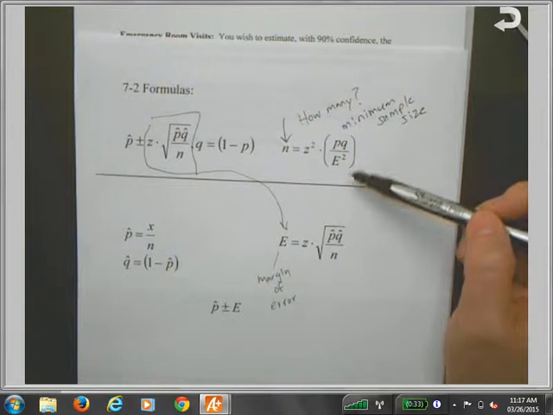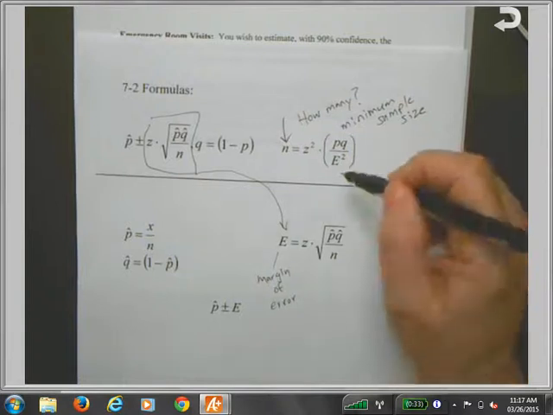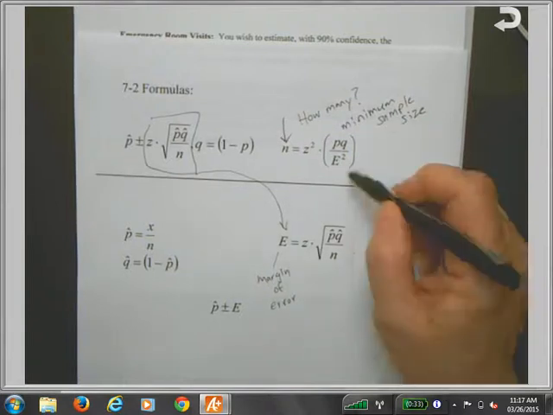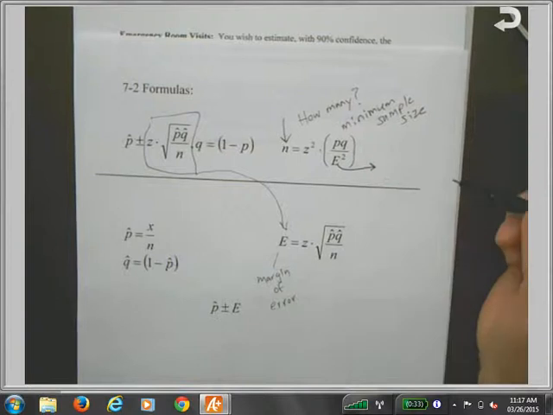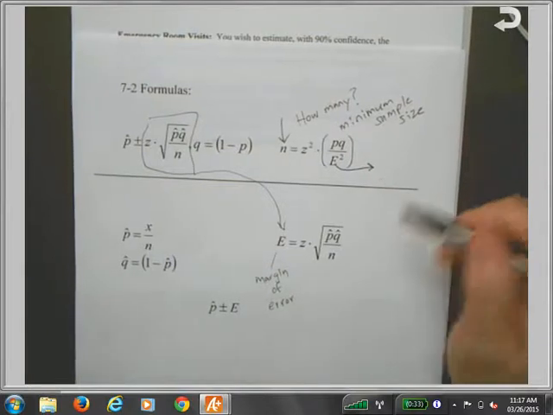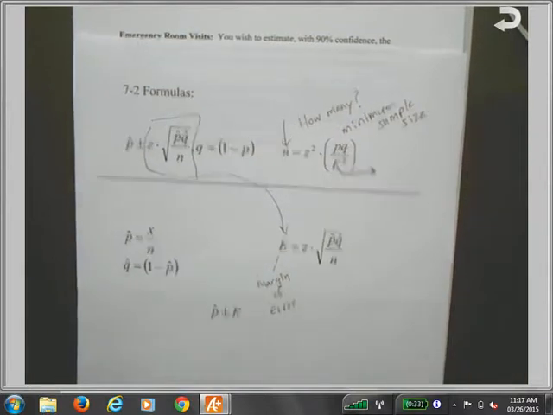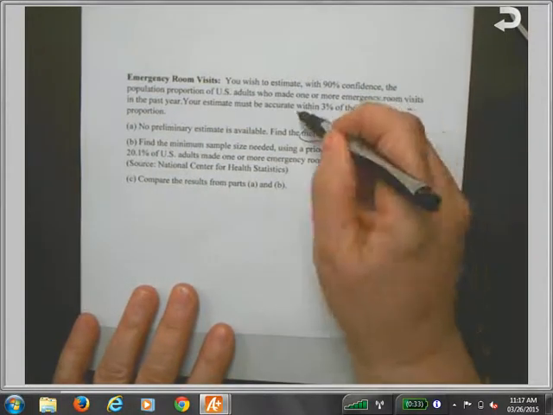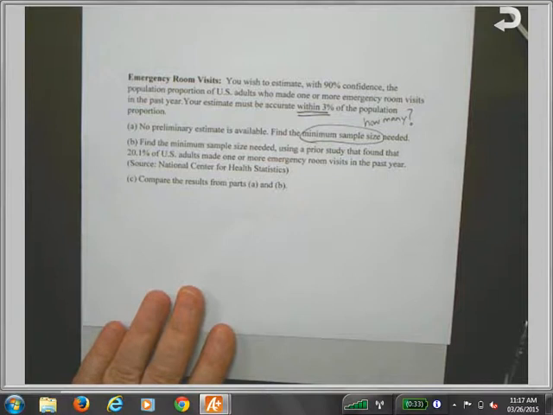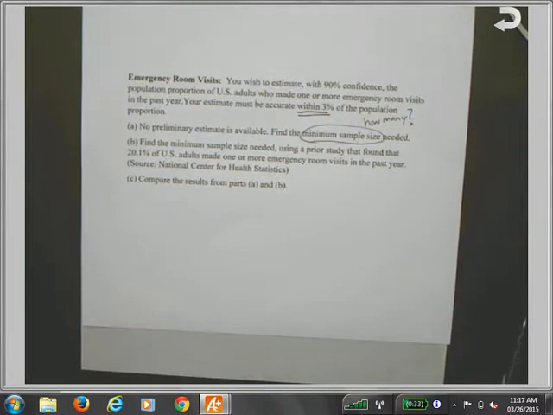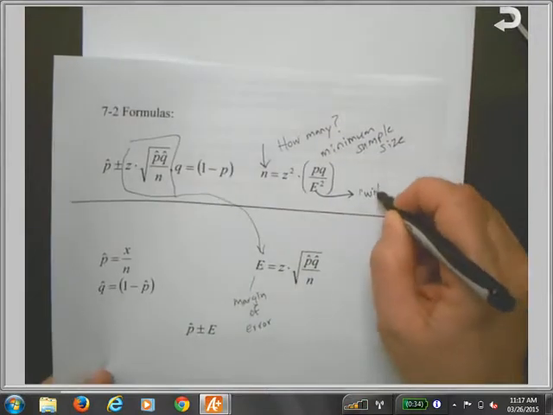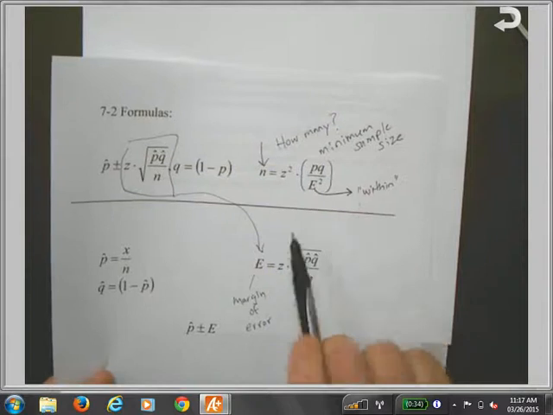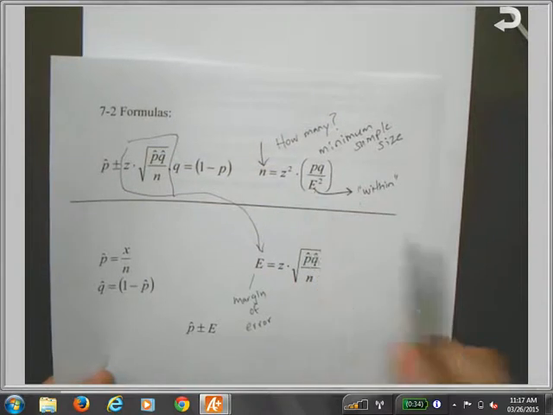So that's the other tough thing to figure out here in this kind of formula. E is our margin of error, but in this formula, it's not given to us as, here's the margin of error. It's given to us in words, so we have to pull it out of the problem. So I'm going to go back and look at what they said. It says that your estimate must be accurate within 3% of the true population proportion. Within 3%. That's a key word, that word within. When you see that word within, that's telling you what the margin of error is. So our margin of error is the 3%.